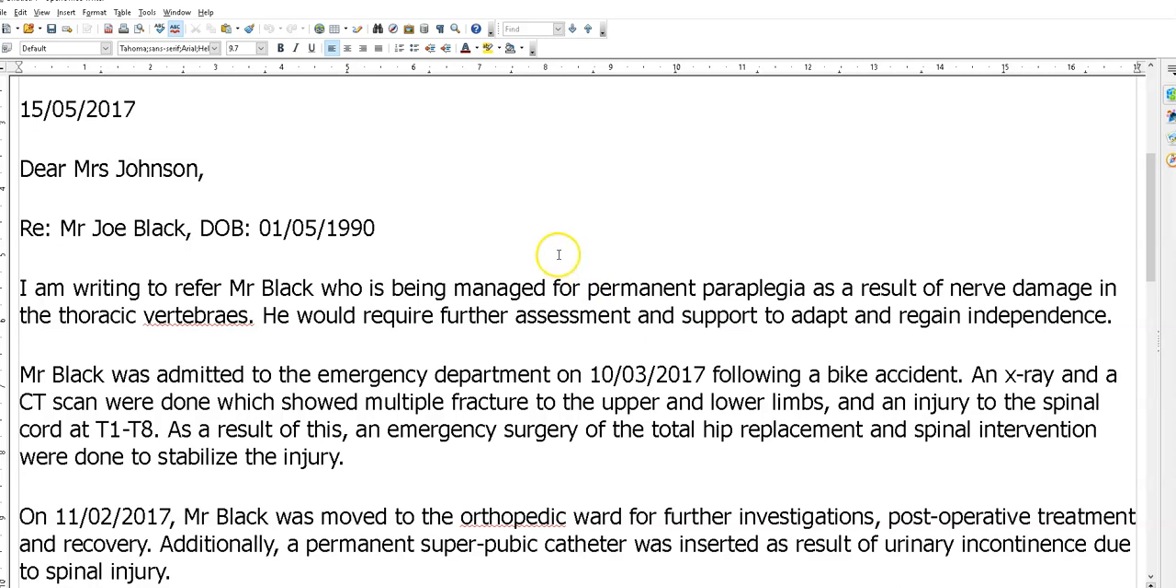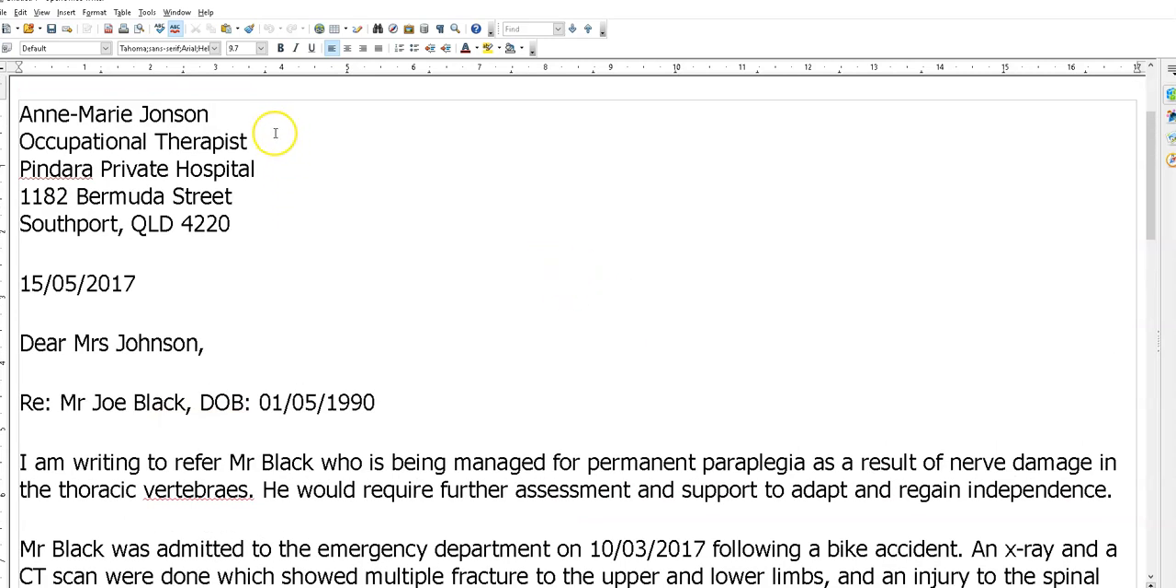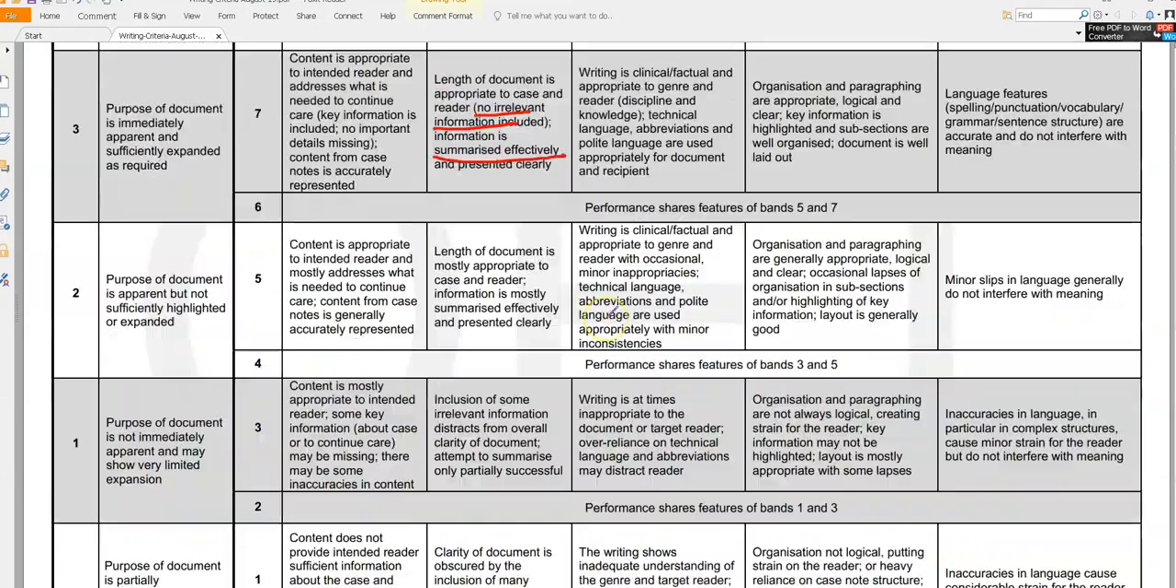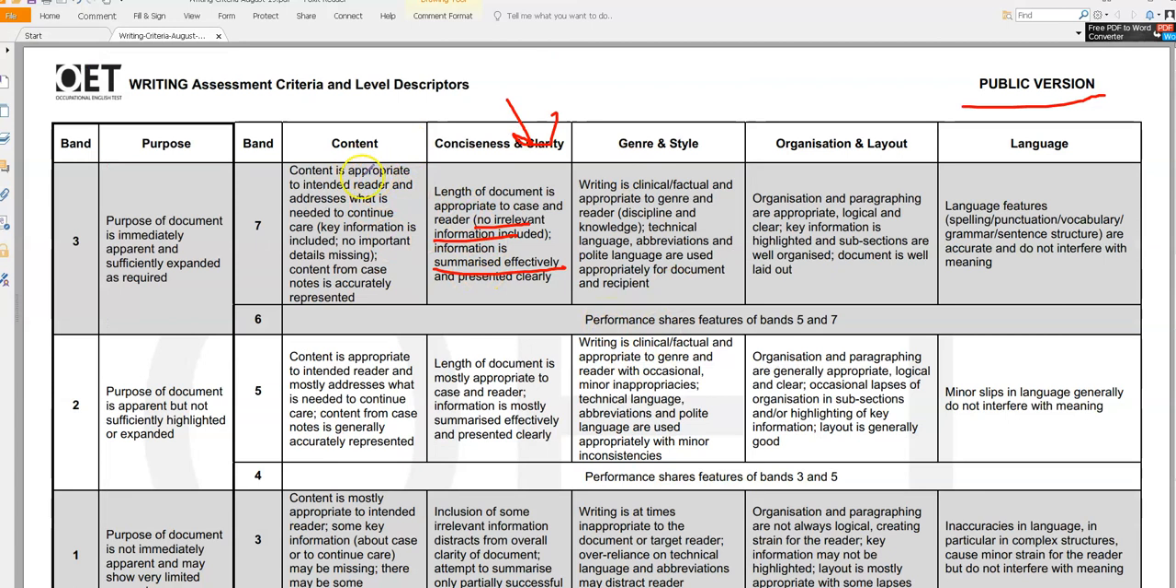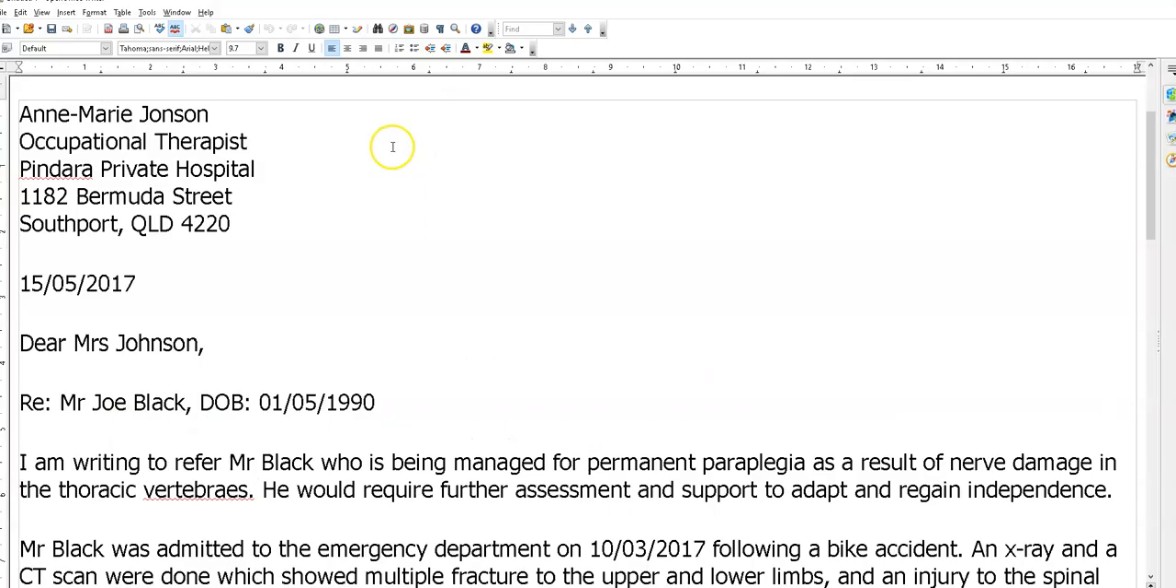Now, as I've also said before, you go to the task first. As I say, I don't have the case notes for this, but you write to an occupational therapist. So we need to consider audience and purpose: appropriate to the reader, appropriate to the genre, and reader, discipline, and knowledge. So these 3 points should give you some clue as to what needs changing in this particular letter.